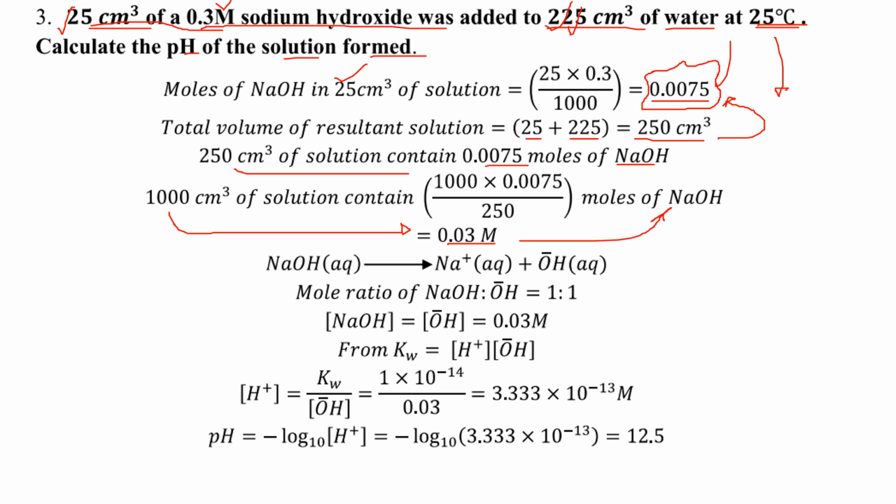Now, since sodium hydroxide is a strong base, it fully ionizes to form sodium ions and hydroxide ions, but our interest is the hydroxide ions. So we take the mole ratio between sodium hydroxide and hydroxide ions, and the mole ratio is 1 to 1. We only consider the mole ratio because it's a full ionization. We are using full arrows. So the mole ratio of sodium hydroxide to hydroxide ions is 1 to 1. Therefore, the molar concentration of sodium hydroxide is the same as the molar concentration of hydroxide ions, which is equal to 0.03 molar.